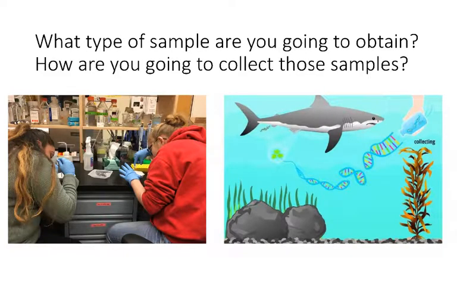Next, you want to think about what type of sample you're going to obtain. So for each individual you've just decided you're going to collect, what kind of sample are you going to actually get? Is this going to be a tissue sample, a hair sample, blood sample, feces sample? How are you going to collect those samples? Again, this image on the left is two of my previous undergraduate students collecting tissue samples from the snails. You might need to get some type of tissue sample. Or in this picture on the right, maybe you need to collect feces. Maybe you're collecting water samples if you're doing an eDNA approach.